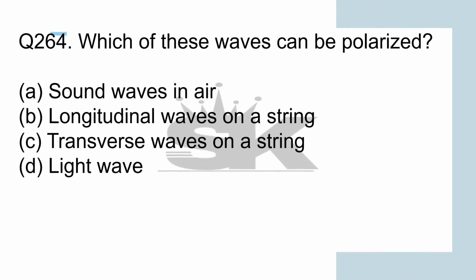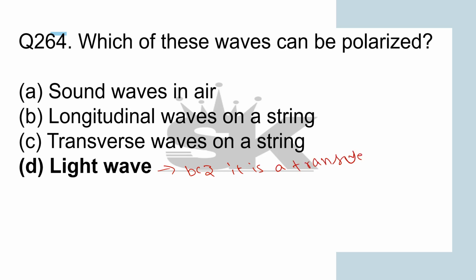Which of these waves can be polarized? So the answer is light waves. Light can be polarized because it is a transverse wave. So oscillations can be given a particular orientation relative to the direction the wave is traveling. Okay.